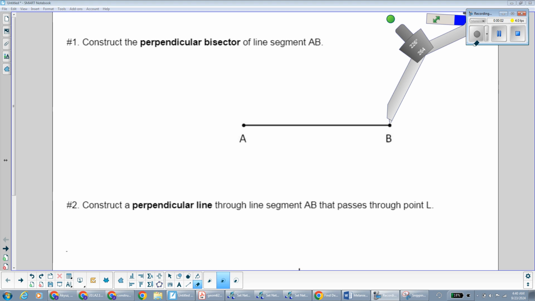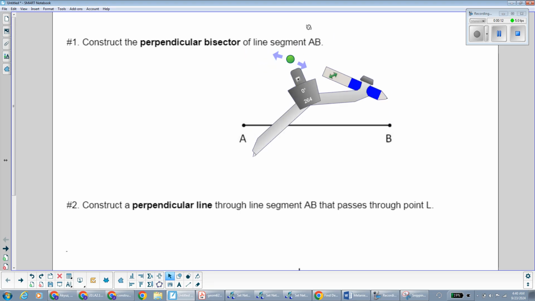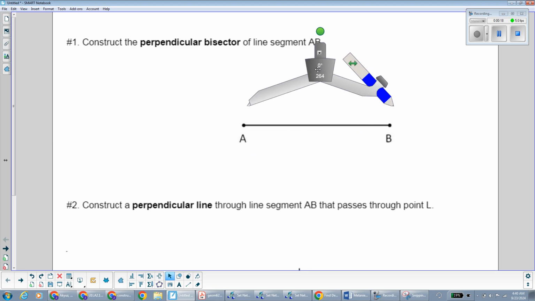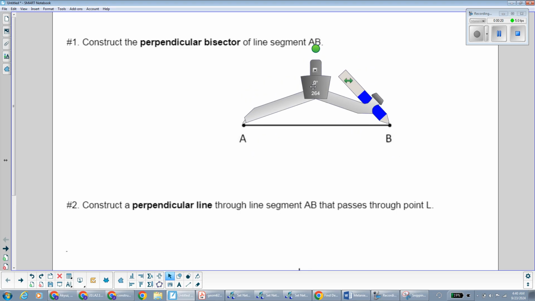Hi everybody, in this video we're going to go over the constructions that we've learned so far in this class. So the first one is that we're going to construct a perpendicular bisector of line segment AB. Our end result should be a line that forms right angles with AB and that also cuts it equally in half into two congruent parts.